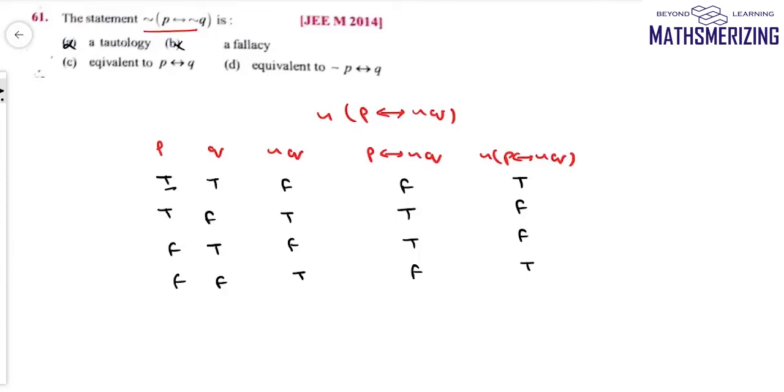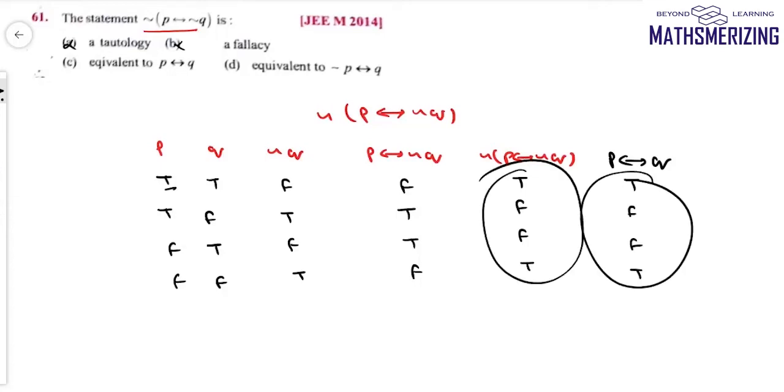Now is it equivalent to P if and only if Q? So P if and only if Q will be, so true, true is true, true, false is false, false, true is false, false, false is true. In this case, both the truth values, or both the table entries, are the same. So that means it is equivalent to P if and only if Q.